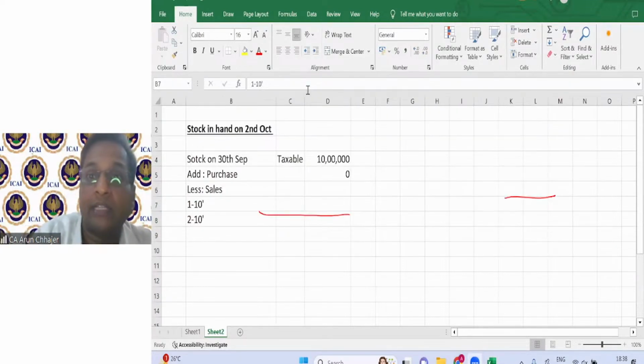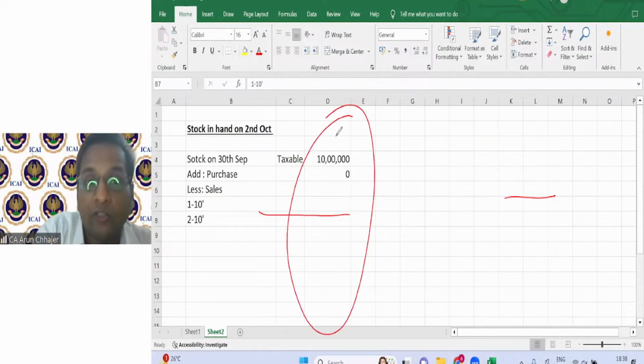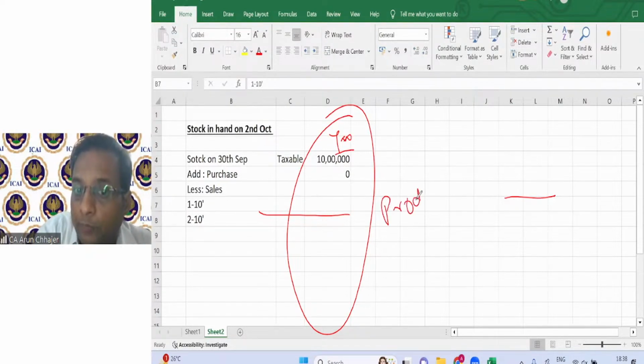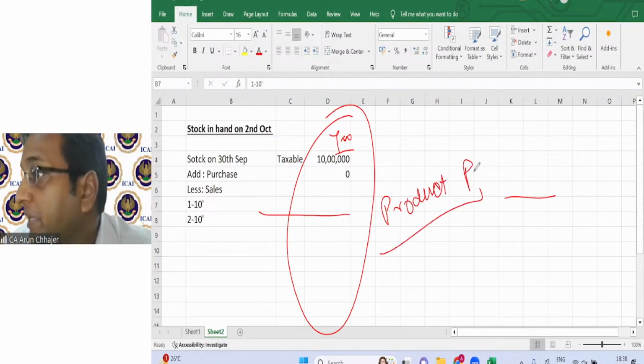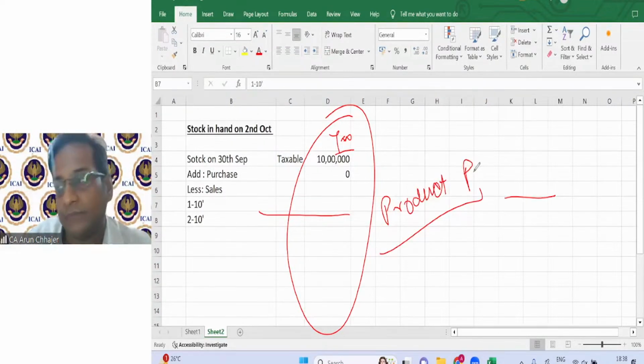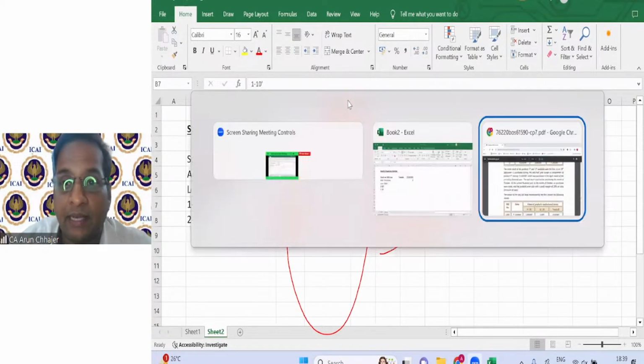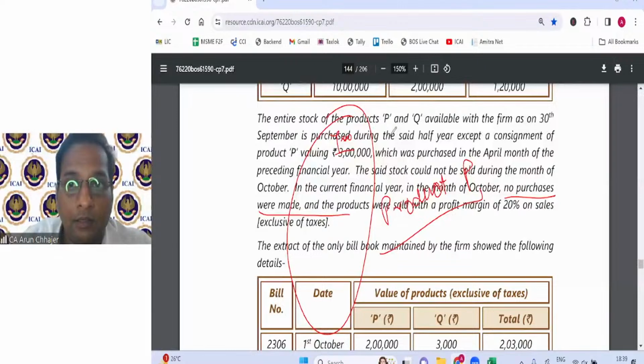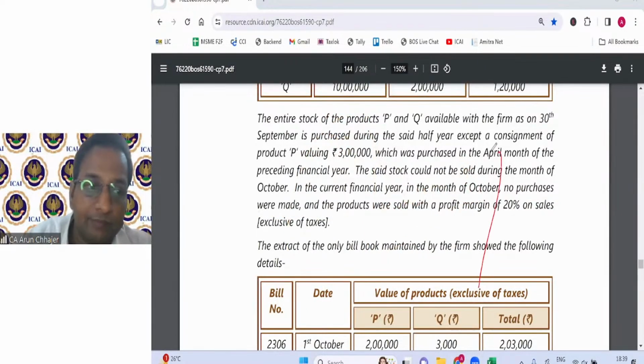We are calculating the values only for taxable item. So therefore we have to take the sales of product P. क्योंकि product Q तो क्या है? Exempted item है. We have to take the product P का sales. Correct? Now go and see the product P.